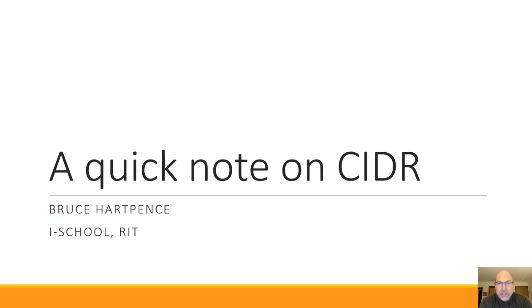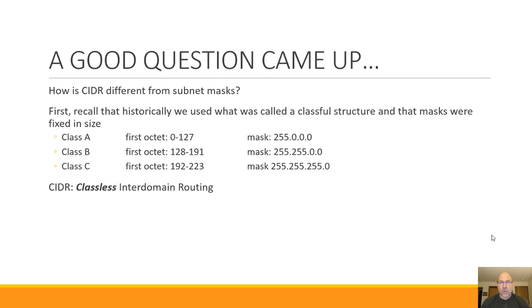Hey, a question came in on CIDR, so I thought I'd make a quick video response to that. And so here we go. The question was, how is CIDR different from subnet mask? Now, if you didn't watch the other videos on aggregation, it's understandable why you would have this question. So here's what the deal is.